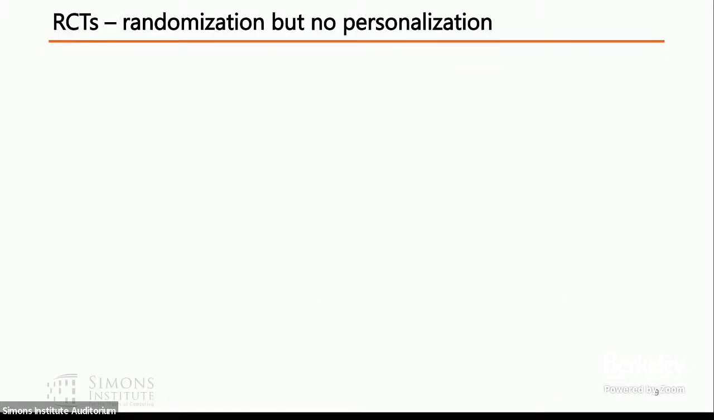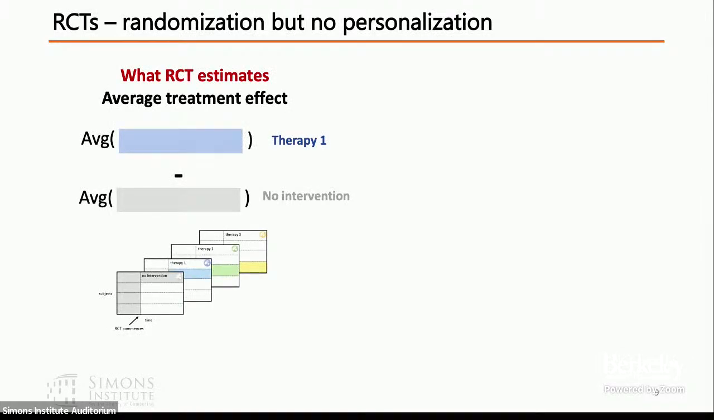So given this kind of sparsity pattern, what does an RCT estimate? At least the naive estimator from an RCT. It tells you the average treatment effect, right? It looks at the average outcomes of everyone who got therapy 1 minus the average outcome of everyone who got no therapy or no intervention, right?